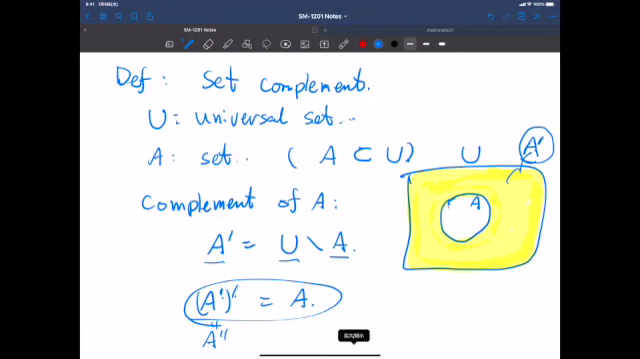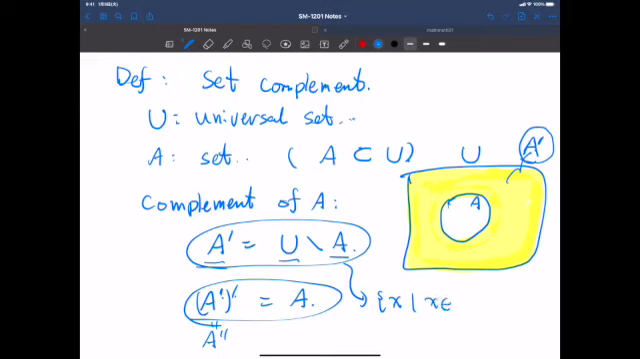And for the sake of explanation, if we go back to the definition of the set difference, the set complement is defined as this: X belongs to U, and X does not belong to A.